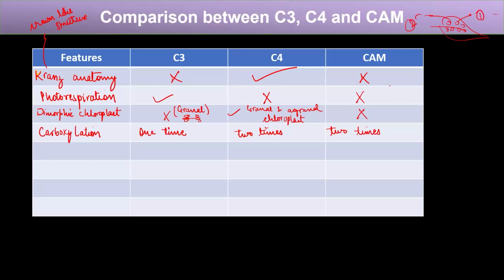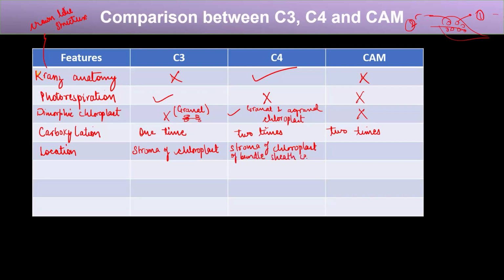Okay. Now, if we talk about the location of C3, C4, and CAM. In C3, it happens in the stroma of chloroplast, right? While in the case of the C4 cycle, it is taking place at two different sites. One is the stroma of chloroplast, right? And second, because it has two types of cells, it also takes place in the stroma of chloroplast of bundle sheath cells.